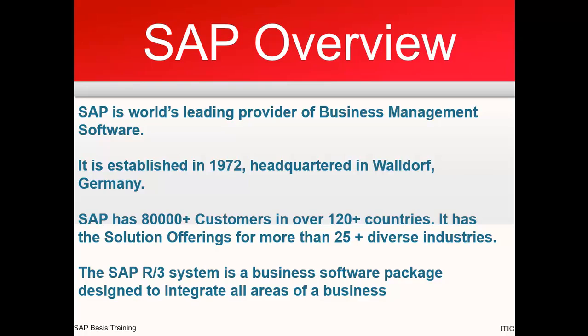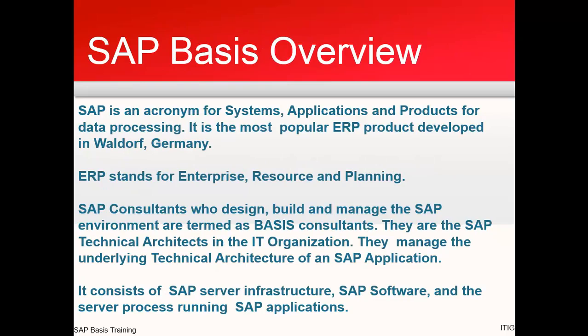SAP R/3 is a business software package designed to integrate all areas of business. Now let's get into SAP Basis. SAP is an acronym and it stands for Systems, Applications and Products in Data Processing. So the definition itself means that this is a product for data processing. It is the most popular ERP product, developed in Walldorf, Germany. ERP stands for Enterprise Resource Planning. Those who design, build, and manage the SAP environment are termed SAP consultants.